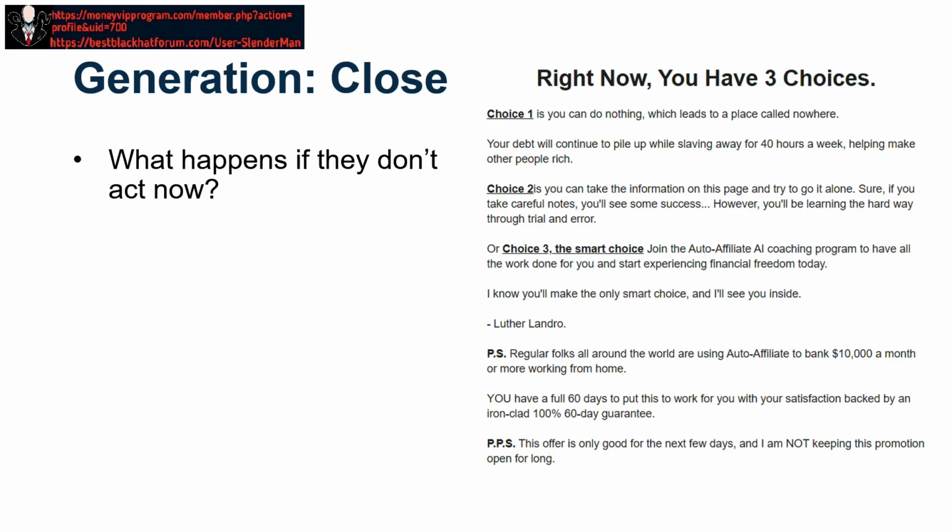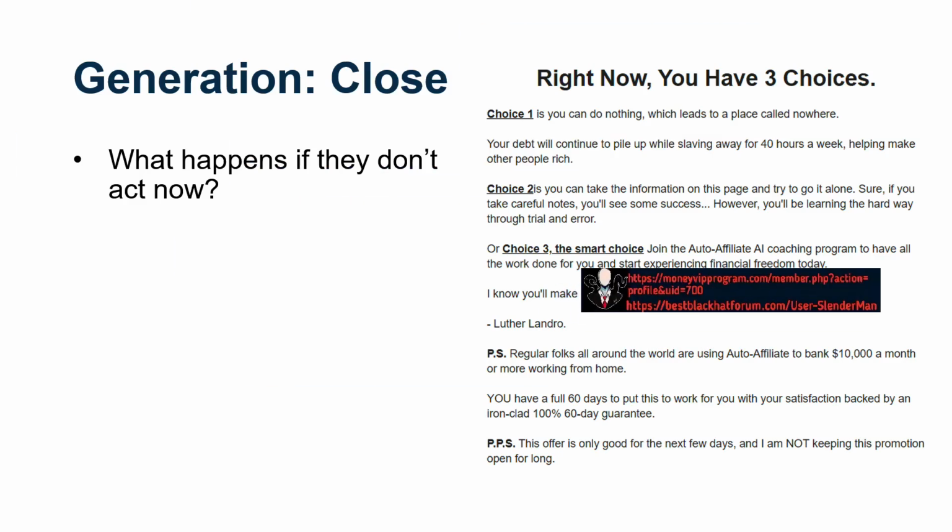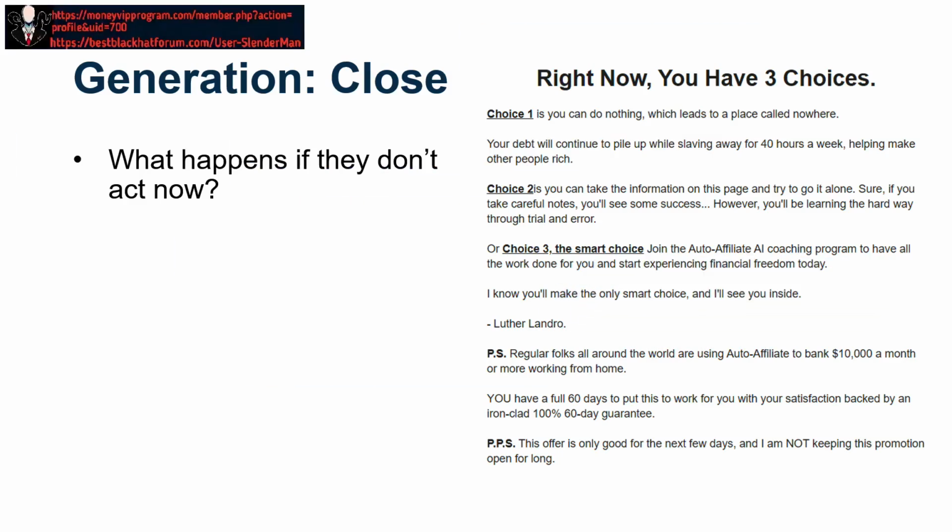So what the close represents is what happens if they don't act now, right? So in this example, I've given you a swipe from one of my letters. So right now you have 3 choices. Choice 1 is you can do nothing, which leads to a place called nowhere because you're not going to do anything different, right? That will continue to pile up while you're slaving away 40 hours a week, really making your boss rich, right?